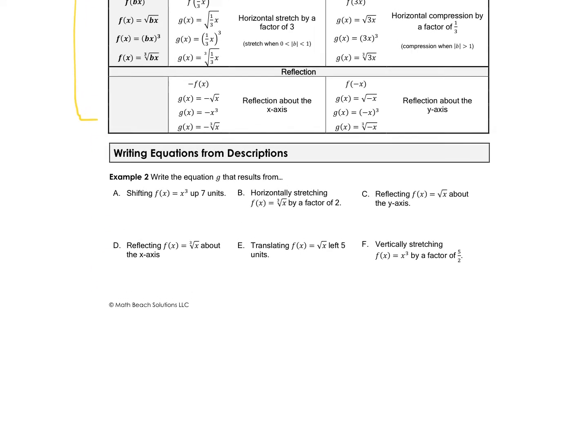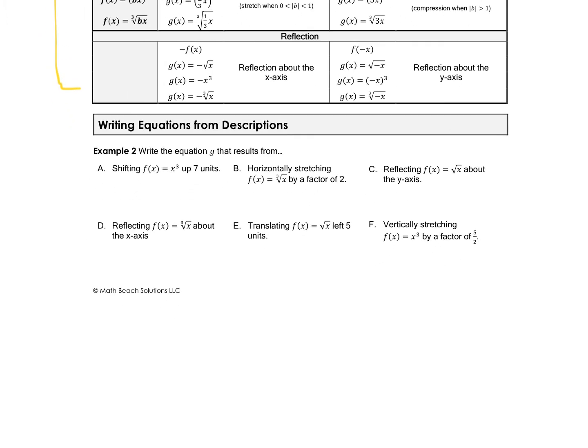So we're going to be writing equations from descriptions. So again, this part should be a review. We've already talked about it. So we're going to write the equation G that results from the transformations. So we're going to shift f of x equals x cubed up 7 units. So I'm writing function G because that's what it told me to put. If you go up, remember that is a vertical shift. So I'm going to go ahead and write x cubed, which is my parent function, and I'm going to shift it up 7, which would just be a plus 7 on the outside.